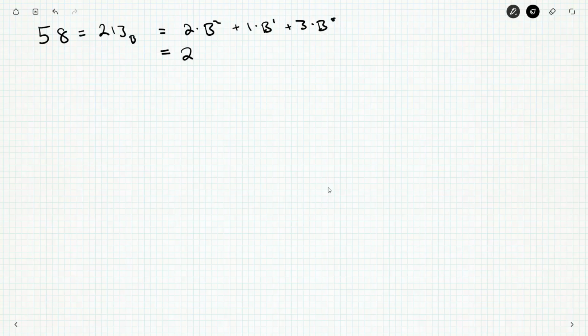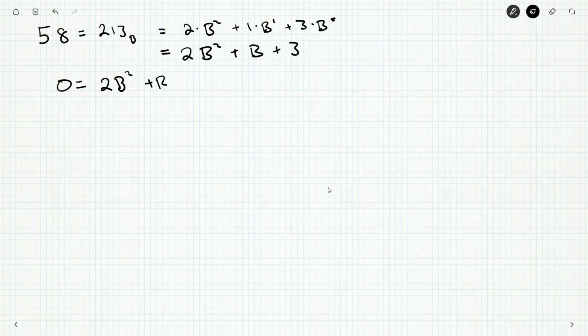Now, a faster way of writing that is 2b squared. No one really writes b to the 1, and no one really multiplies by 1. And then b to the 0, anything to the 0 is 1, so we get plus 3 here. So we could quickly rearrange this, and we could get 0 equals 2b squared plus b minus, we bring the 58 over, we get 55.